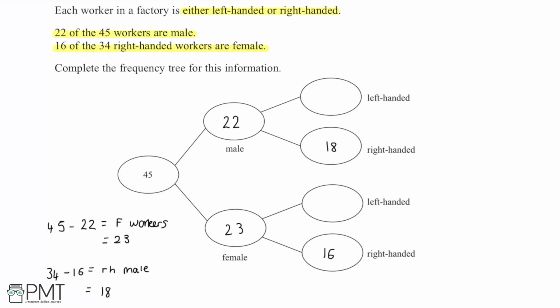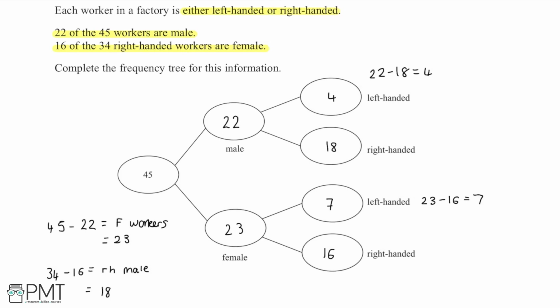Now I just have 2 more boxes to fill in, and as I said before, a worker is either left-handed or right-handed, so these 2 must sum to the total number before, which is going to be the 22 male. So this box here is going to be the 22 minus the 18, which gives us 4. And similarly for the female, the left-handed workers, we're going to take the 23 minus the 16, as you have to be either left or right-handed, and that gives us an answer of 7 here.